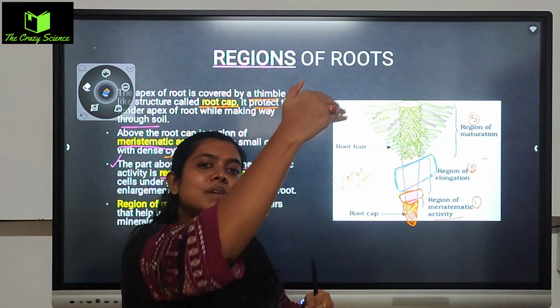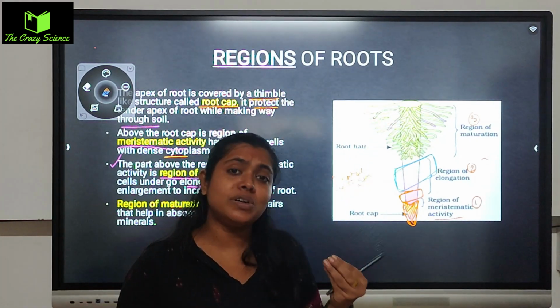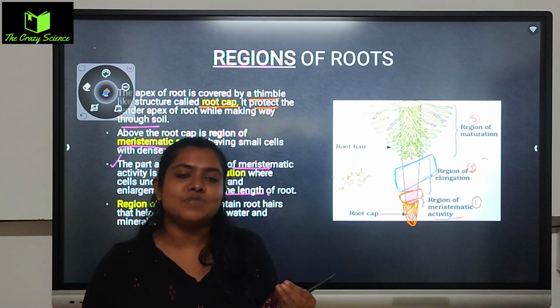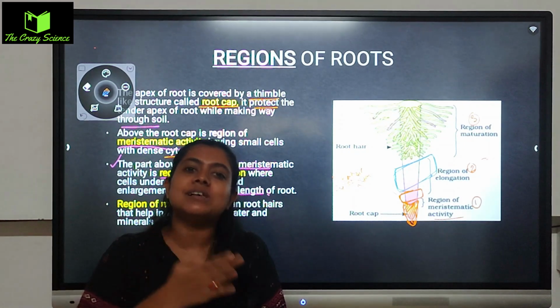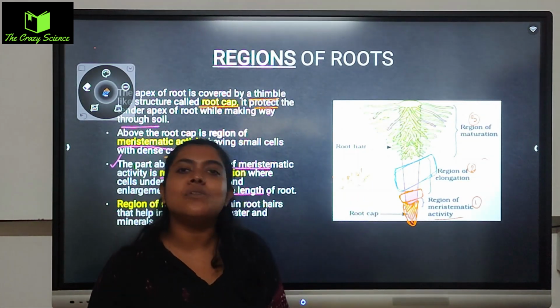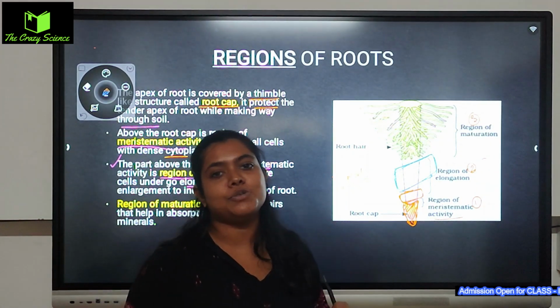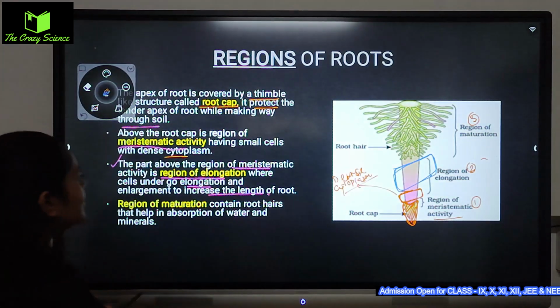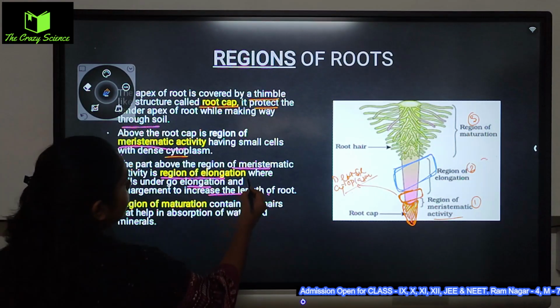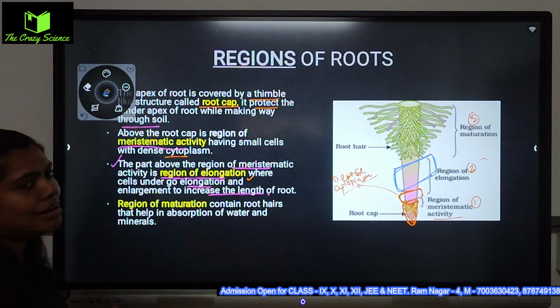তো one by steps, a root cannot be mature at its first, so it has to go through certain phases, जैसे कि regions of meristematic activity, regions of the elongation, regions of the maturation. Okay, and this is where the cell undergo elongation and the length of the root enlarged one.